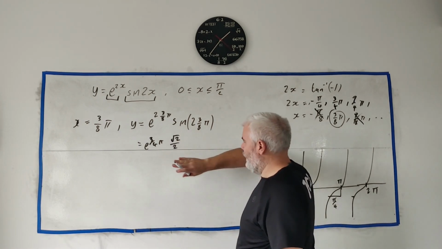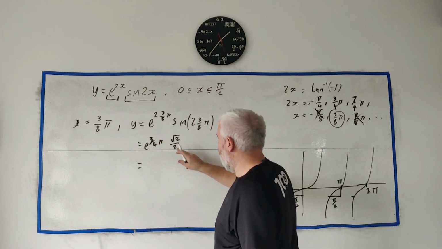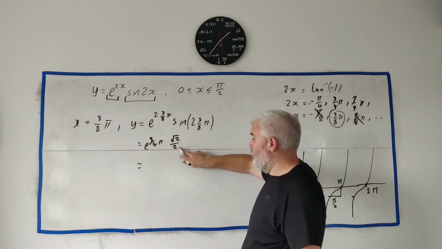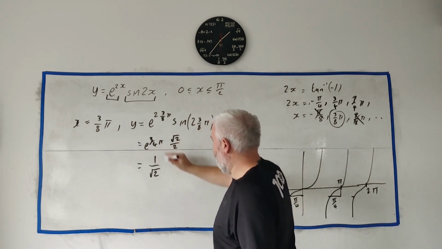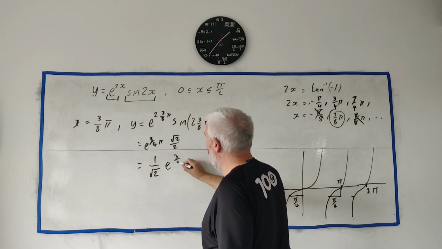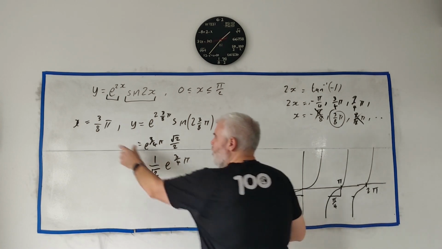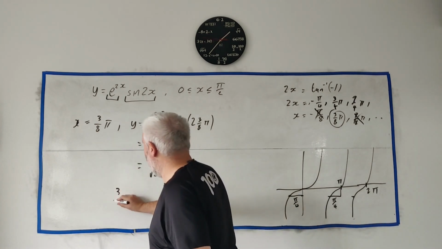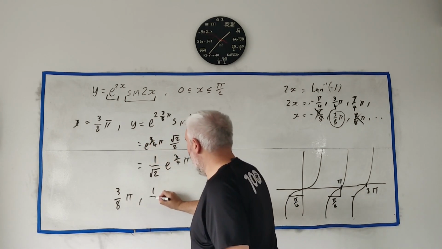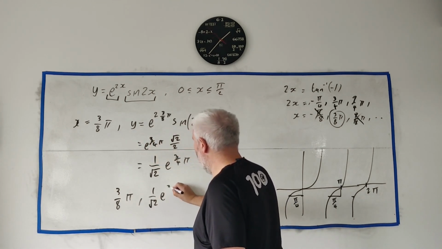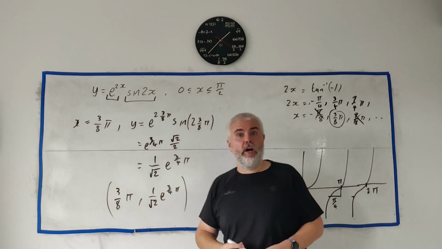I never really got why they write it this way though, or the calculator, or a lot of textbooks. I often remember square root of 2 goes into this square root of 2 times, so you'll also see it written as 1/√2 and then e to the 3/4 pi. Either way you want to write it is perfectly fine. But let's put them together into a coordinate form. So we just have 3/8 pi and 1/√2 e to the power of 3/4 pi. And that's the stationary point of this curve.